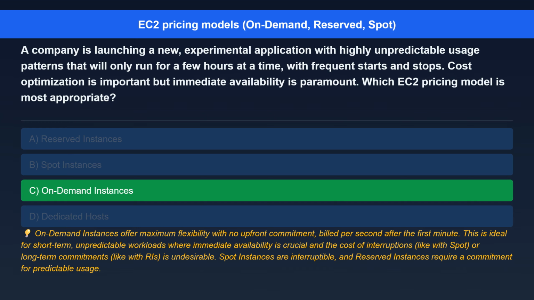The correct answer is on-demand instances. Here's the explanation. On-demand instances offer maximum flexibility with no upfront commitment, billed per second after the first minute. This is ideal for short-term, unpredictable workloads where immediate availability is crucial and the cost of interruptions, like with spot, or long-term commitments, like with RIs, is undesirable. Spot instances are interruptible, and reserved instances require a commitment for predictable usage.